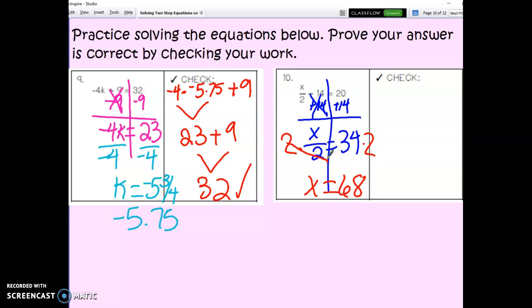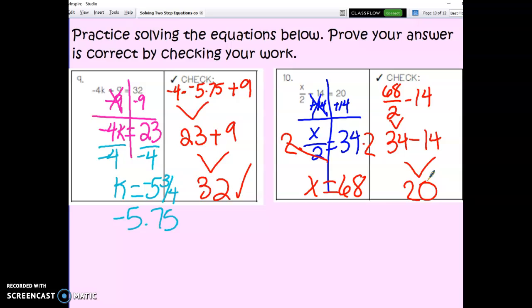Okay, I'm going to substitute in. So 68 divided by 2 minus 14. 68 divided by 2 is 34. 34 minus 14 gives me 20.